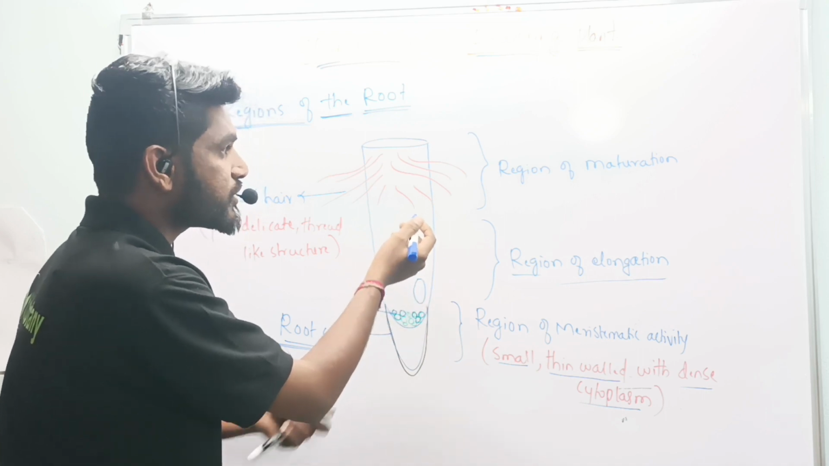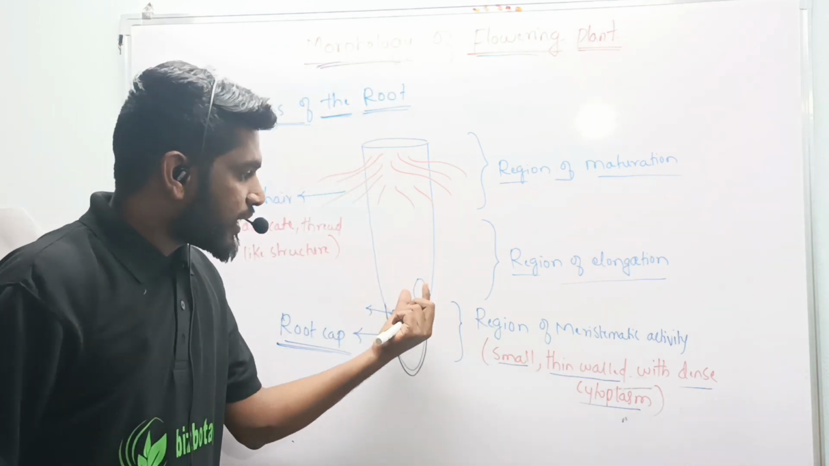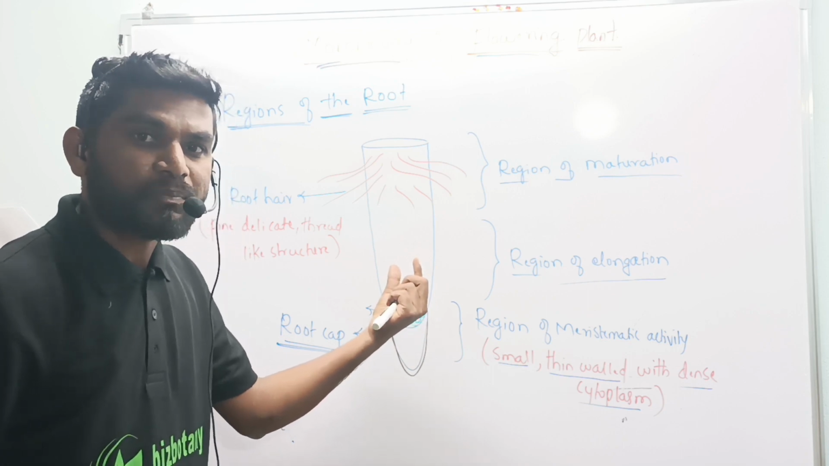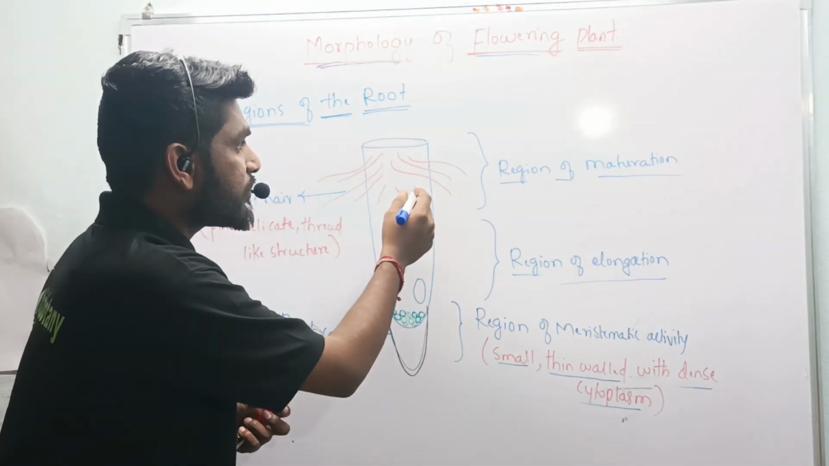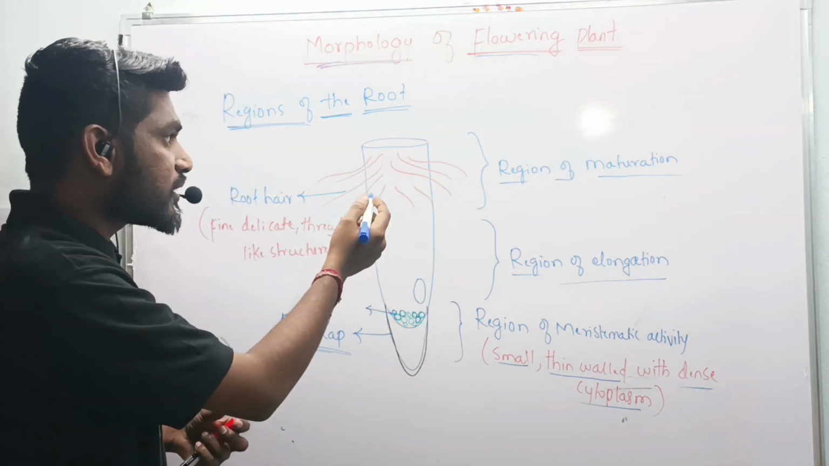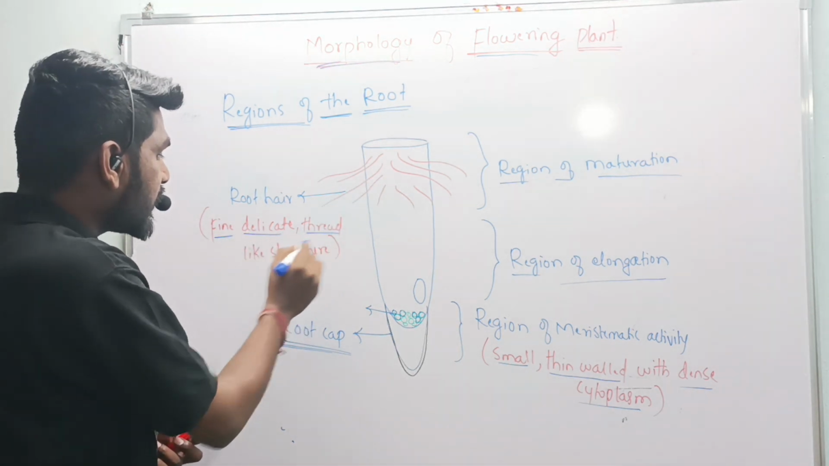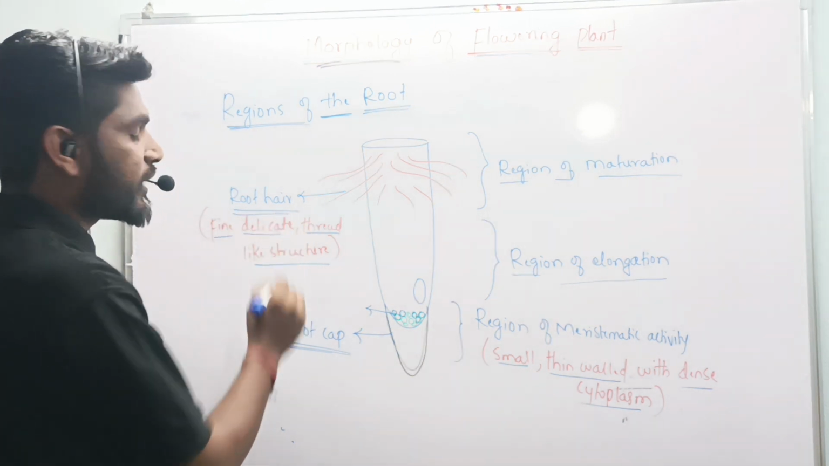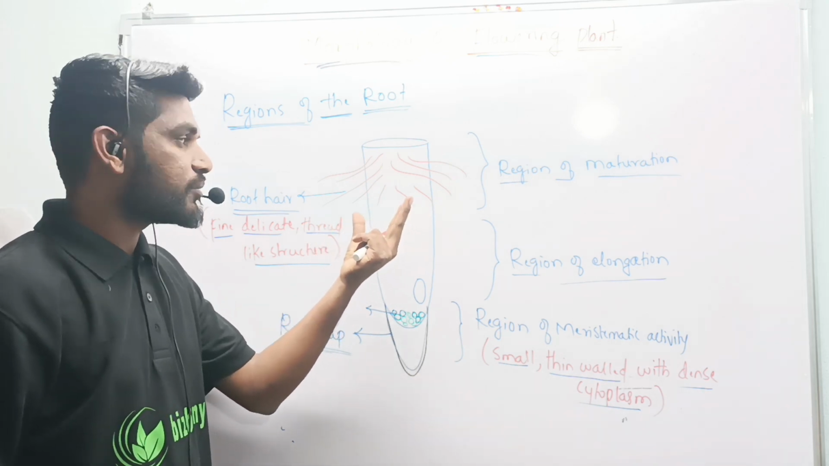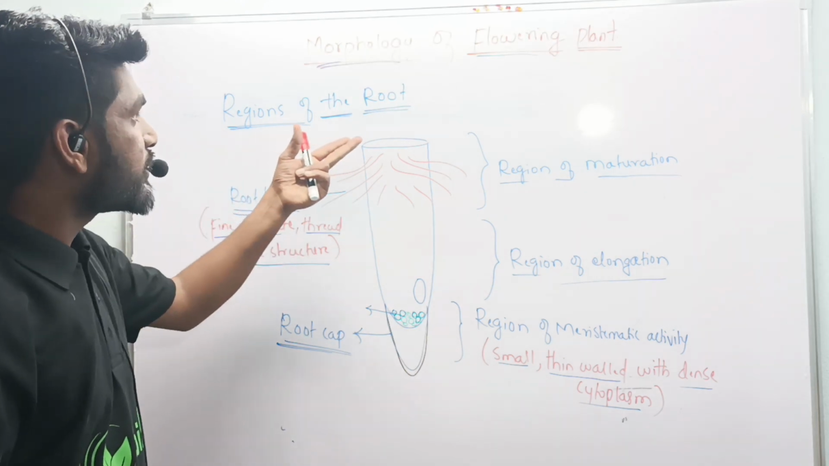These enlarged or elongated cells undergo maturation, which leads to the formation of the region of maturation. These elongated cells undergo the differentiation process and become mature permanent cells. Those cells are present in the region of maturation. Some cells of the region of maturation, namely epidermal cells, form fine, delicate, thread-like structures. We call them root hairs. Root hairs are helpful for the absorption of water and minerals from the soil. This is something about the regions of the roots.